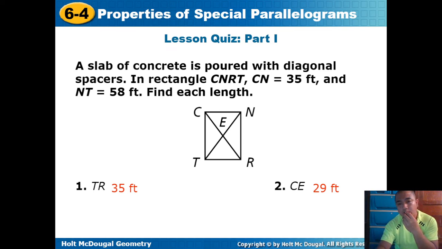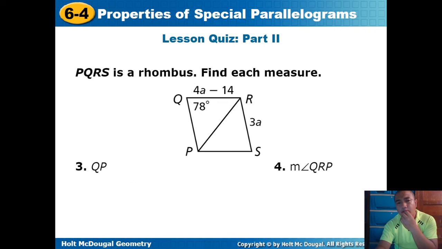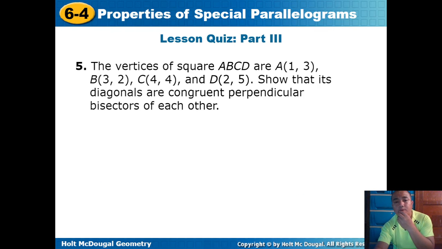Okay, show the solution. For part 2, PQRS is a rhombus. Find each measure. Given QR is 4a - 13, RS is 3a, angle PQR is 78 degrees. Find the measure of QP and the measure of angle QRP. Number 3 is 42, number 4 is 51 degrees. Again, show your solution applying all the properties of the rhombus.